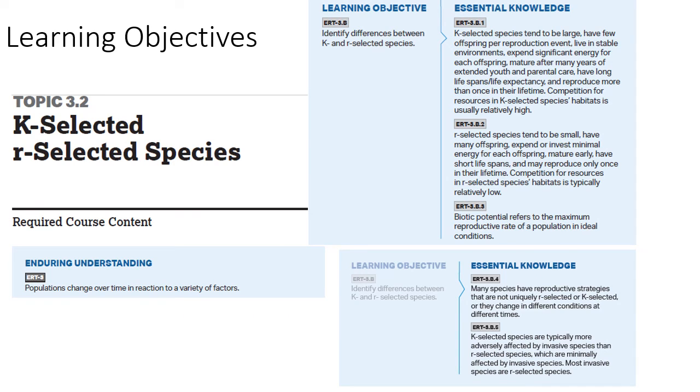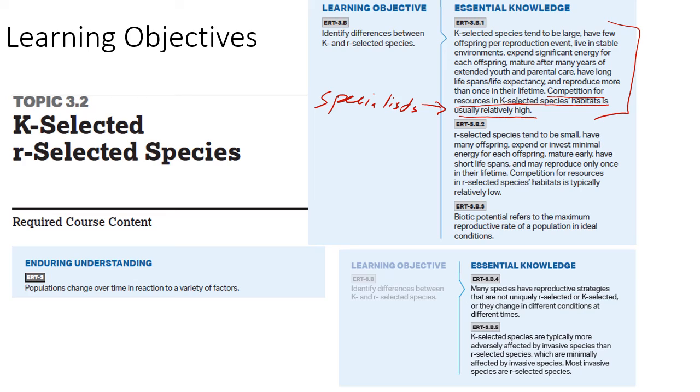Okay, and finally, R and K selection theory. We talked about K strategists and how they tend to be large, have few offspring, yada, yada, yada. Now, this clause, competition for resources in K-selected species habitat, is usually relatively high. What that is essentially saying is that if you only have K-selected species, let's say giant pandas, and they're only specialists for bamboo, they are going to compete with each other, members of the same species, for the same resources. So it's going to be relatively high levels of competition because they all need the same resources.